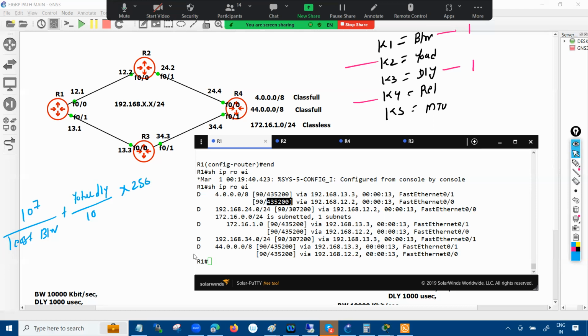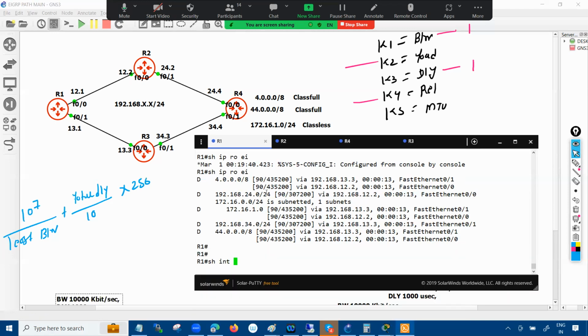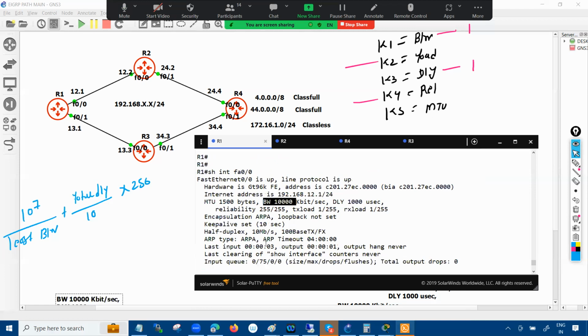If you see the bandwidth of each interface, I have mentioned it already. The bandwidth of each interface is 10,000 kilobits. Go on the router, interface 0/0. This one also 10,000, this interface also 10,000, same with this interface, and this one, and this one, and this one as well, all 10,000.